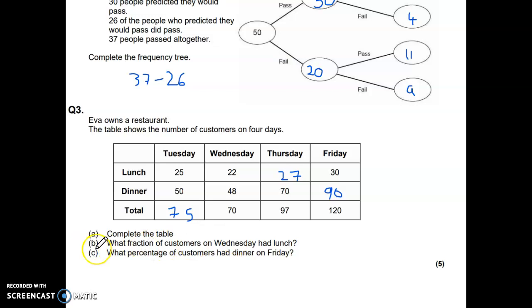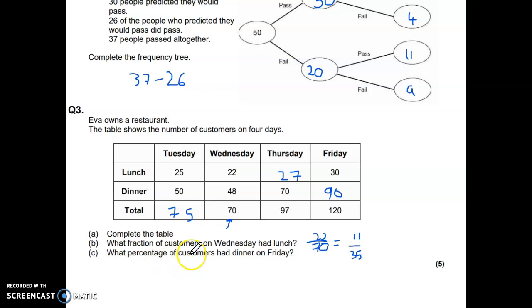Okay. What fraction of customers on Wednesday had lunch? So there's my Wednesday. So it's out of 70. What fraction of them had lunch? It's 22 out of 70. Now, knowing what we know about fractions, that's not good enough because you'd have to simplify it. So it'll become, because I can halve both of those, 11 over 35. Definitely can't simplify it any further. That's as far as it's going to go.